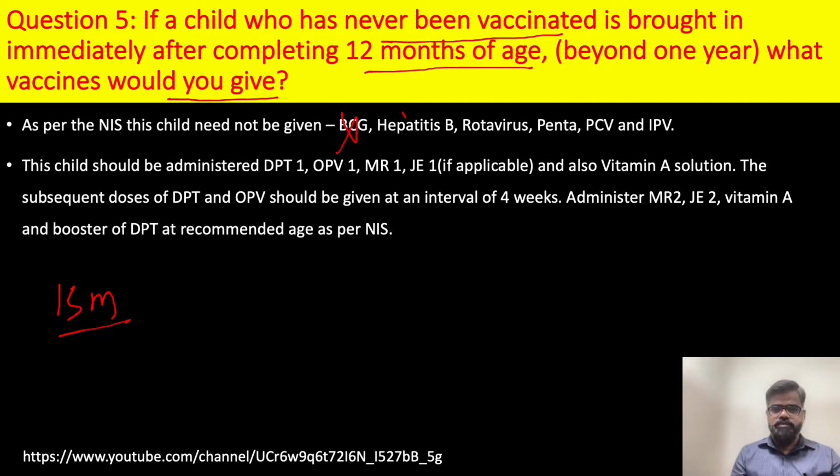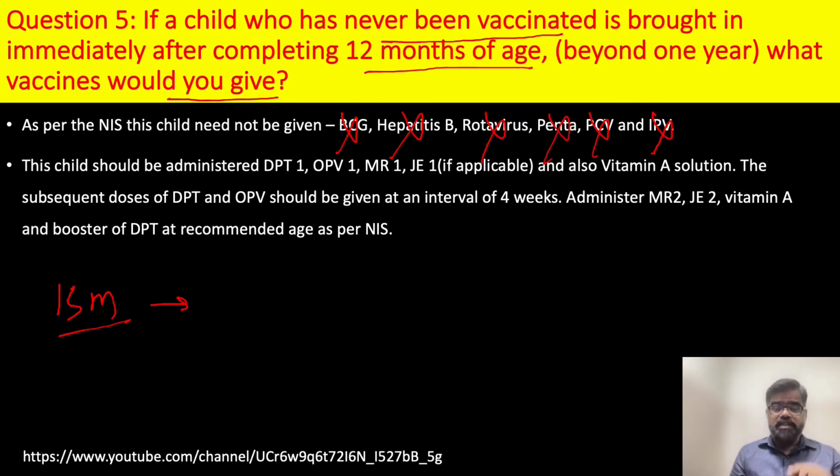Can you give hepatitis B? No, it is given till 24 hours. Can you give rotavirus vaccines? No, it is given till 1 year. Penta 1 year, PCV 1 year, IPV 1 year. All these vaccines are not given because they are given till 1 year. Now the child has come at 13 months, meaning more than 1 year of age. So what are the vaccines to be given then?